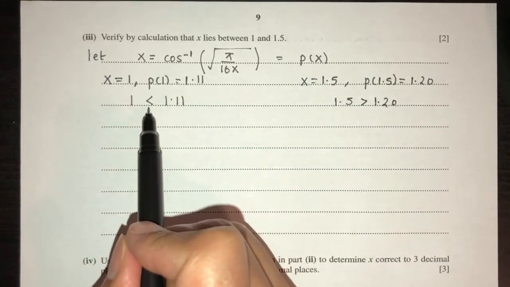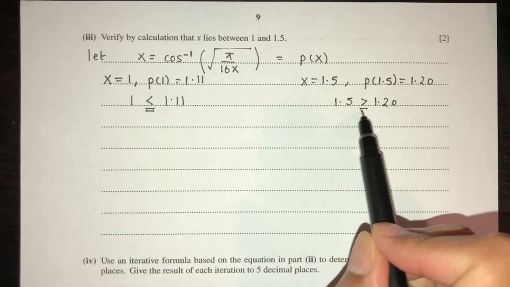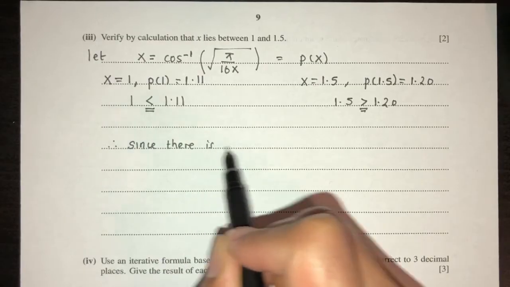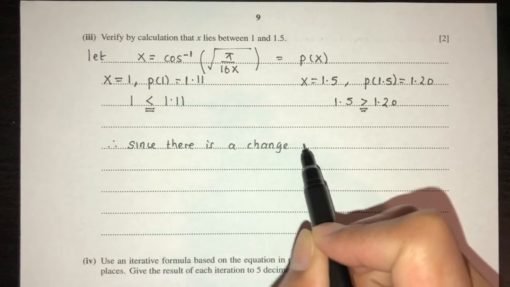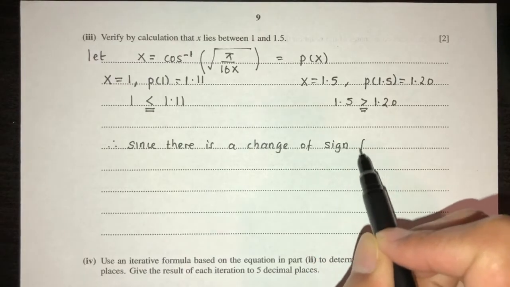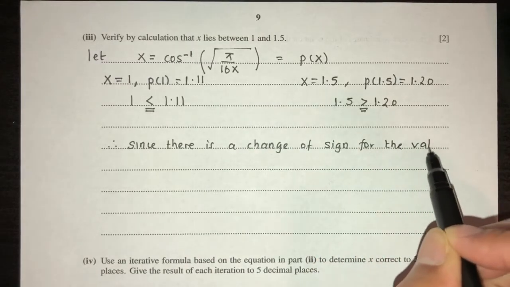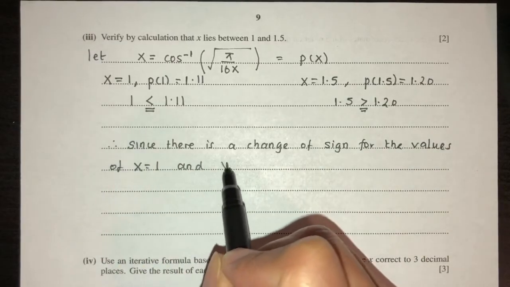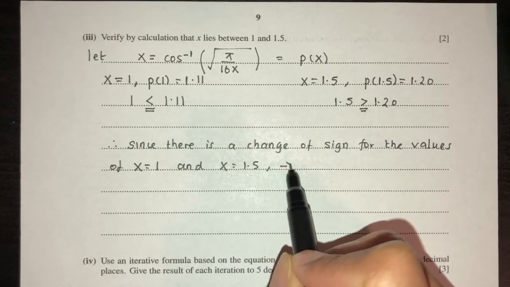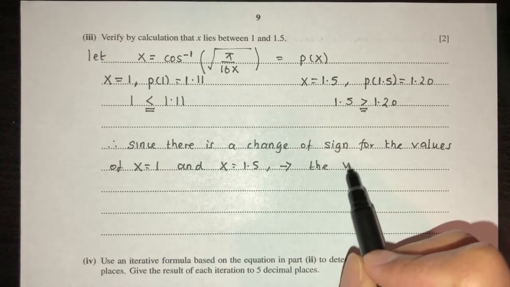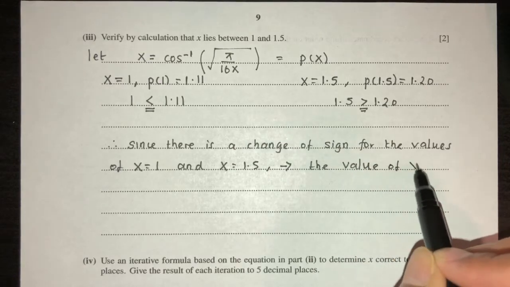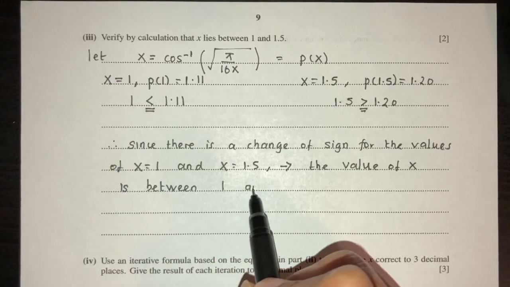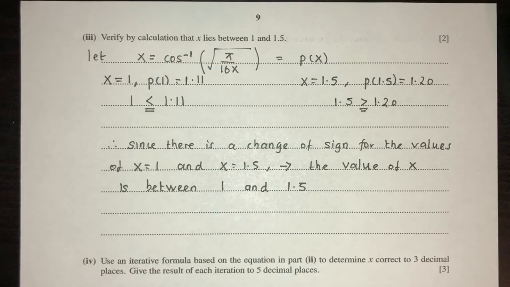As you can see here, we have a change of sign from less than to more than. So you conclude that since there is a change of sign for the values x equal to 1 and x equal to 1.5, we conclude that the value of x is between 1 and 1.5. Okay, that is for part 3.